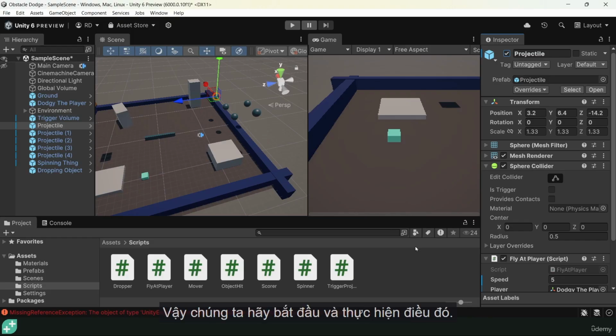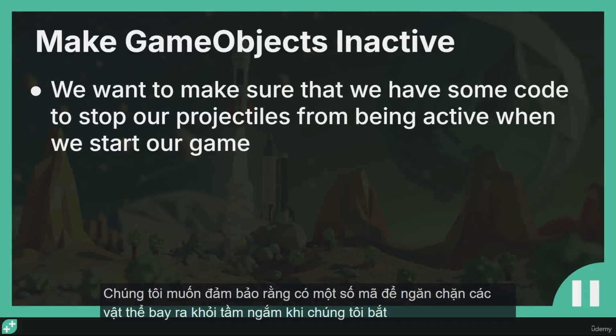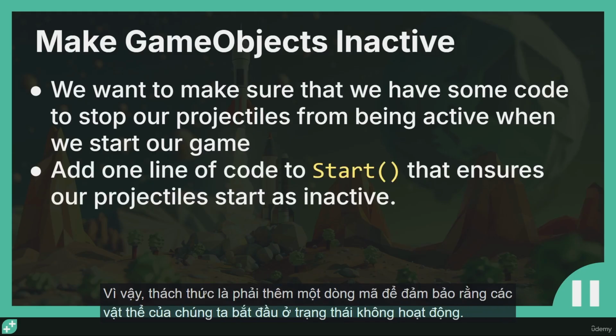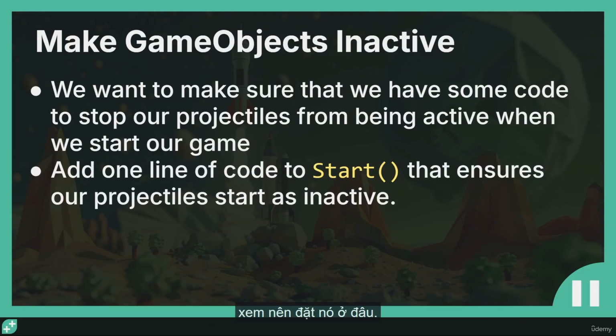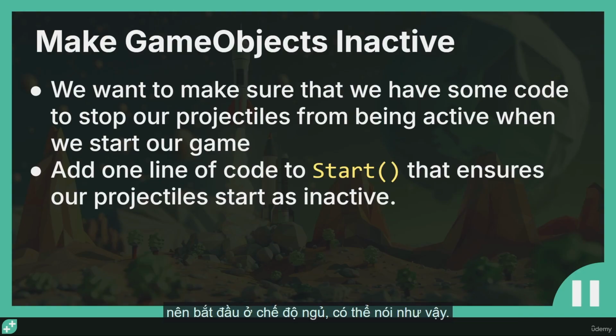So let's go ahead and do that, but I'm going to give it to you as a challenge. The challenge is to make our game objects inactive. We want to make sure that we have some code to stop our projectiles from being active when we start our game. So in other words, setting their SetActive to false. So the challenge is to add one line of code to Start that ensures our projectiles start as inactive. I'm not going to tell you which script to put that in, but have a think about where that needs to be. It's just one line of code, and you need to think about who's going to own the fact that it should start off asleep, so to speak.